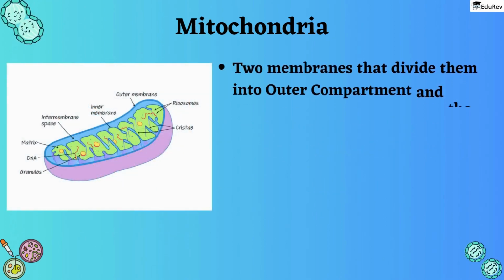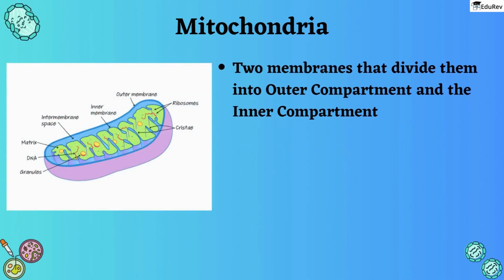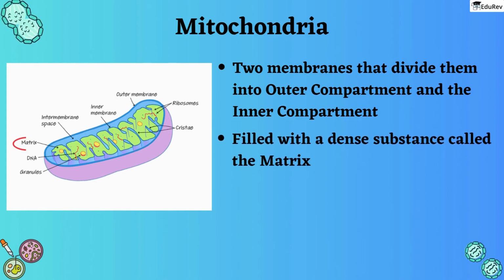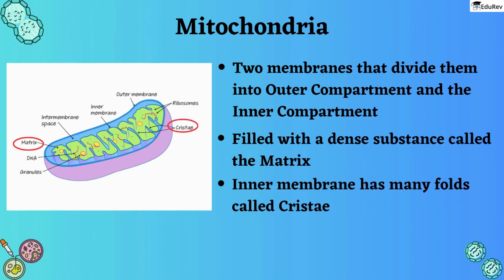Mitochondria have two membranes that divide them into two compartments, the outer compartment and the inner compartment, which is filled with a dense substance called the matrix. The inner membrane has many folds called cristae that increase the surface area of the organelle.